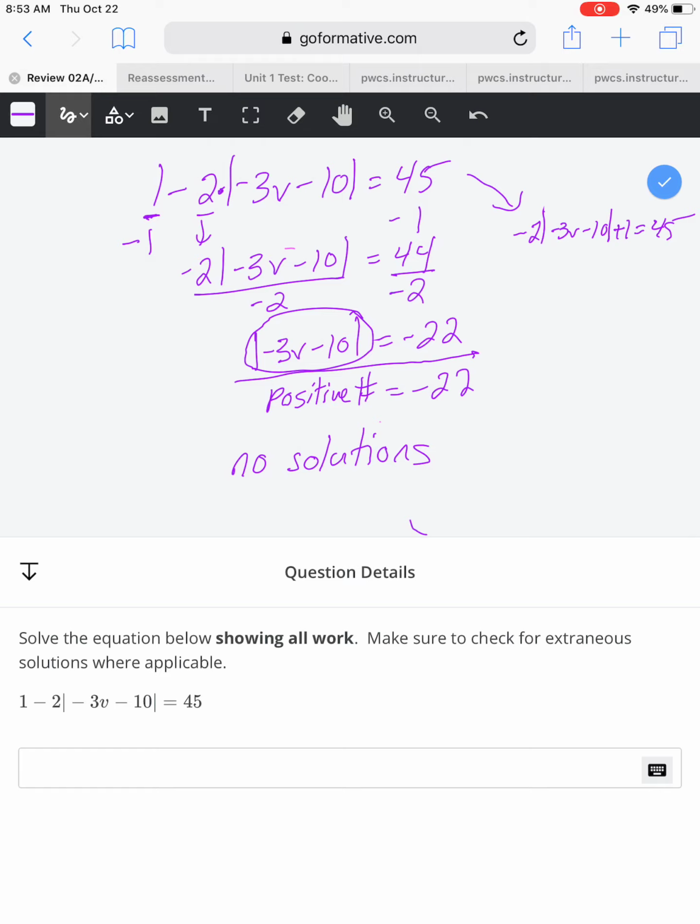So we are going to write no solutions. Or you can do the fancy brackets. If you don't want to write no solutions, you can do the empty set brackets. And you can have a space there or not, but those are your two answers: no solutions, or you can have your empty set.